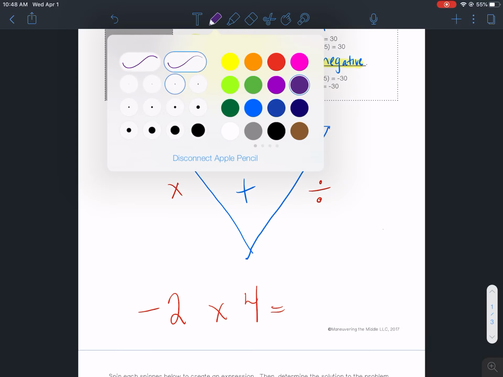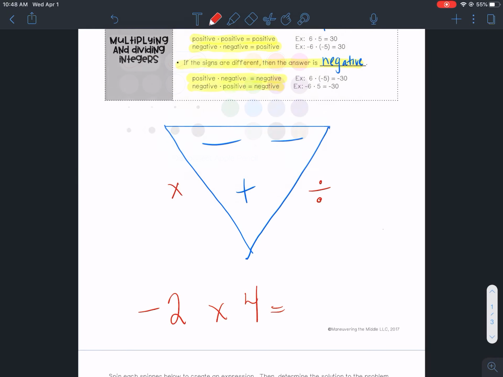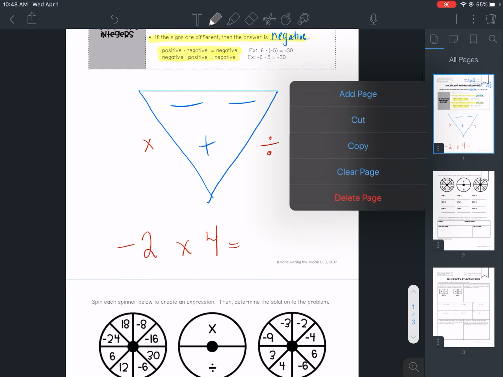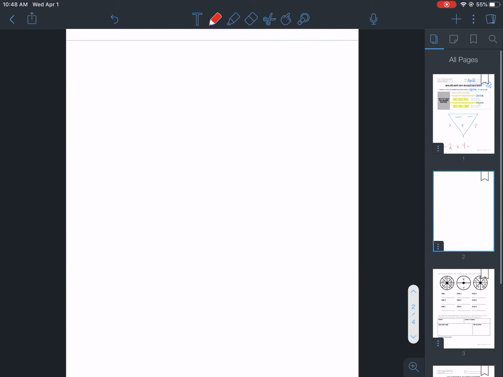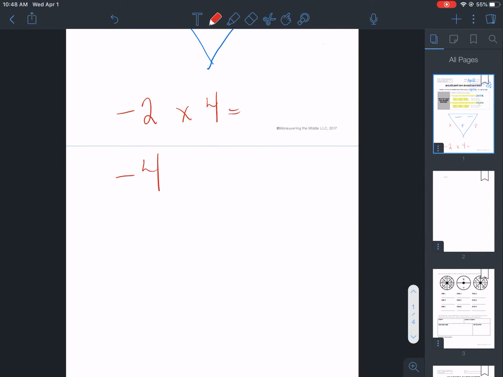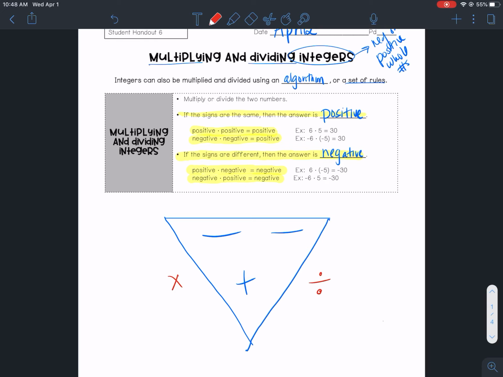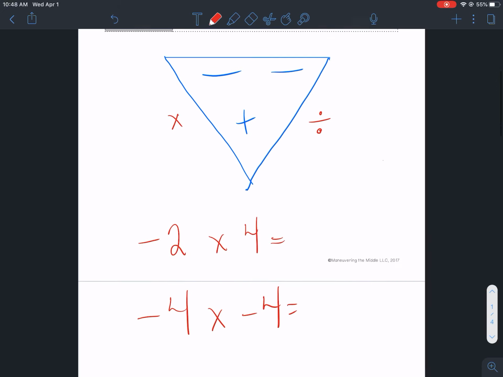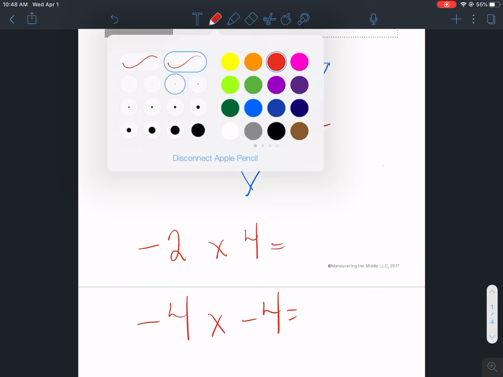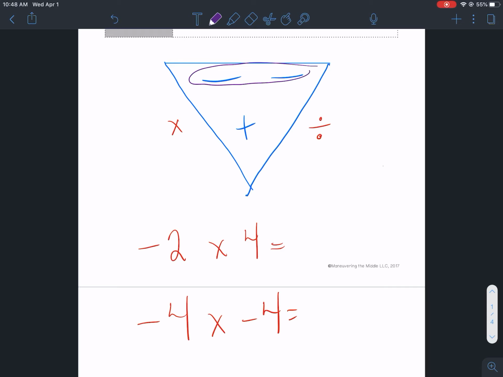Okay, let's try another one. Let me add a page here. Let's say I have -4 times -4. If I go by the rule, just memorizing the rule, I see I have a negative times a negative, so I know that's a positive. Let me use my sleepy man. If I have a negative and a negative, I'm going to cover the two signs with my hand, pretend that those go away. So now what am I left with? Well, I'm left with positive 4 times 4, which is 16. So my answer is positive 16.